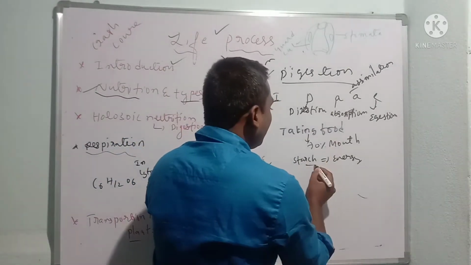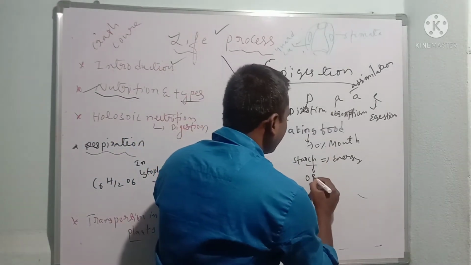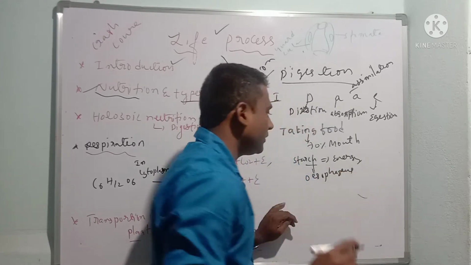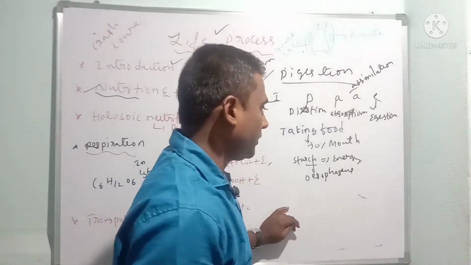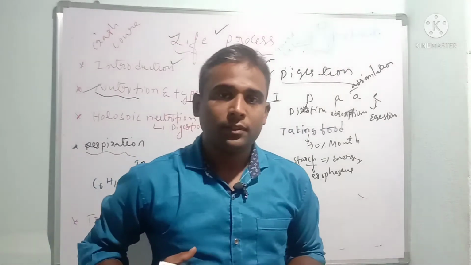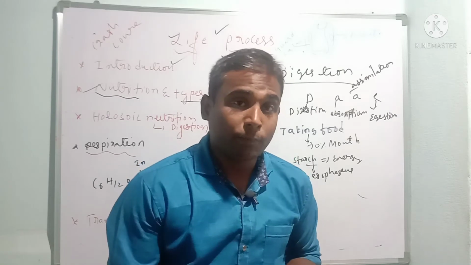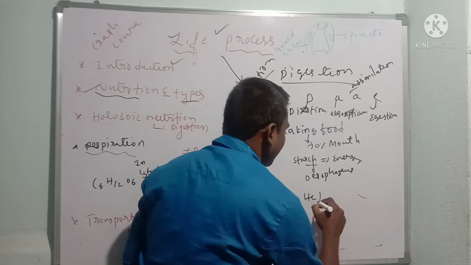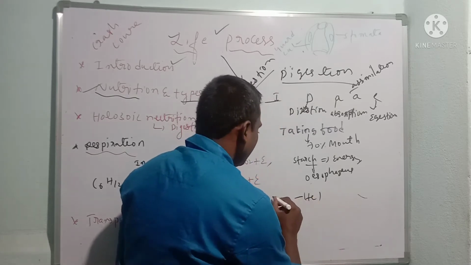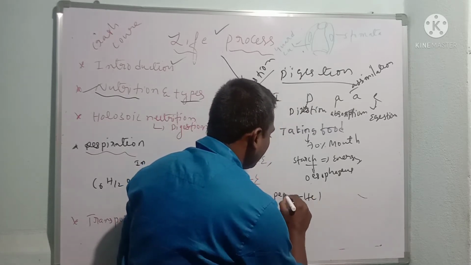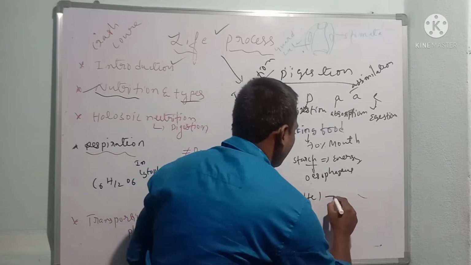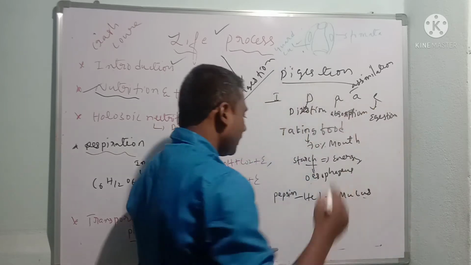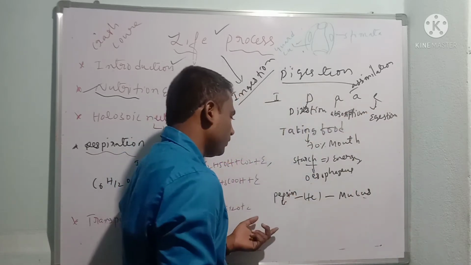Okay, and after this, it goes to the esophagus. Children, in the esophagus, there is no presence of any enzymes. Then it reaches the stomach. In the stomach, we have three important components. One is hydrochloric acid, pepsin, and mucus. Children, what will this pepsin do?